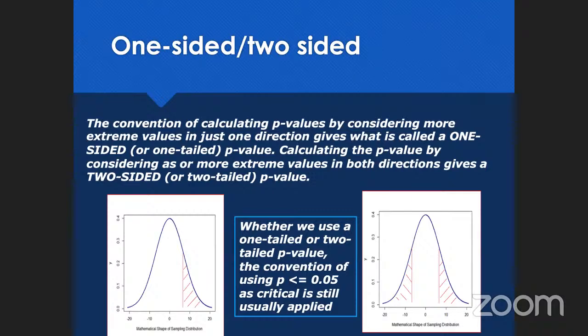One direction can give us what is called a one-sided or one-tailed p-value, while calculating the p-value by considering more extreme values in both directions gives us a two-sided or two-tailed p-value. Whether we use a one-tailed or a two-tailed p-value, the convention of using a p-value of less than 0.05 as a critical threshold is still usually applied.